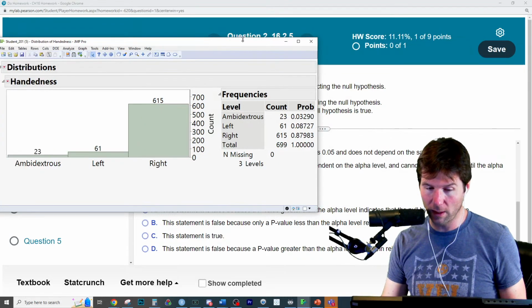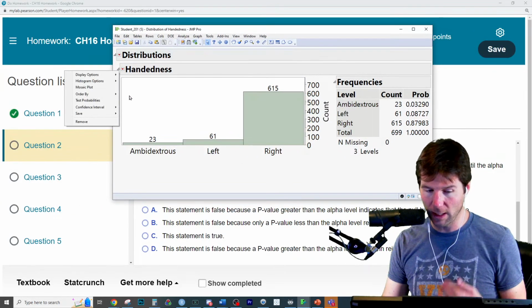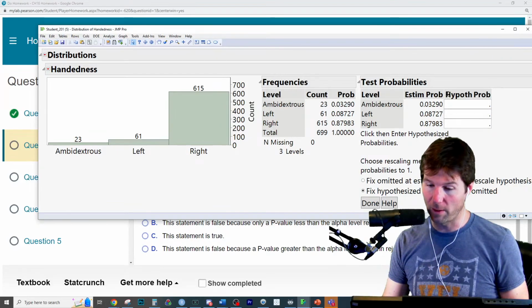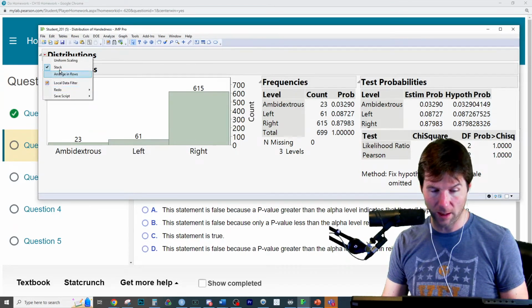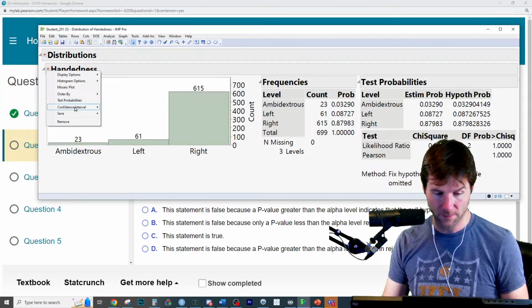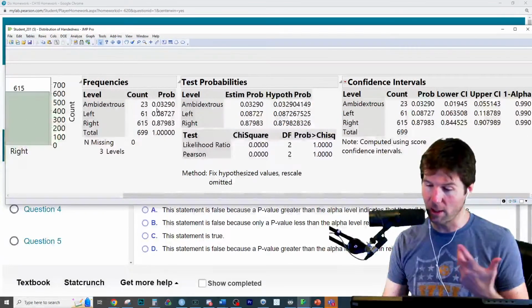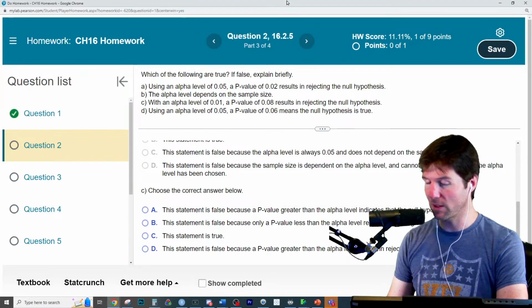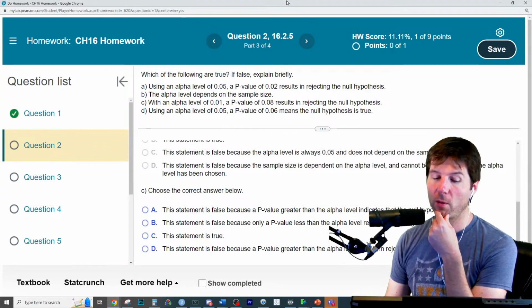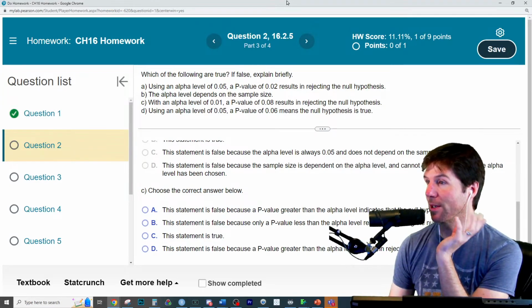If you go over here and say, I want to make 98% confidence intervals, well, now I'm testing probabilities. Didn't mean to do that. There we go. If you say I want to make 98% confidence intervals, it's fun to click buttons. 99, why not 99? And now we are using a 0.01 alpha on the two-tailed test. With an alpha level of 0.01, a p-value of 0.08 results in rejecting the null.